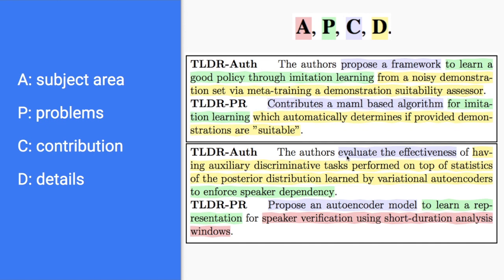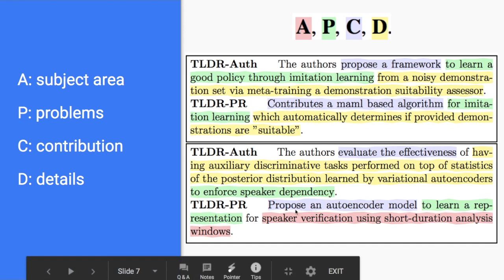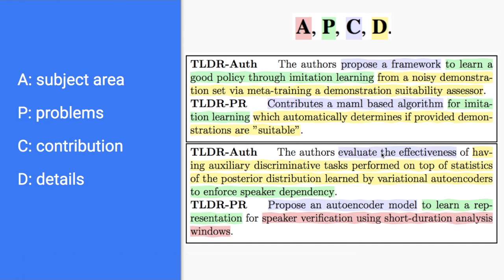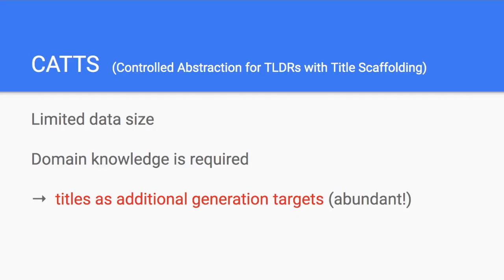This is the contribution, evaluate the effectiveness, and this is propose an encoder model. So this is the peer review TLDR, and the author TLDRs in terms of contribution are quite different. So this is just some detail of that. And we're going to let the model learn this.